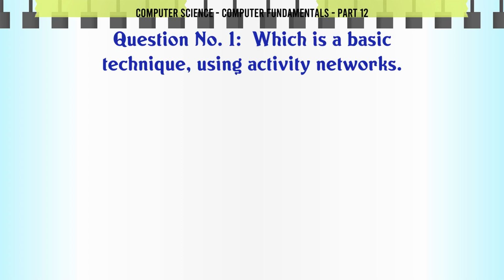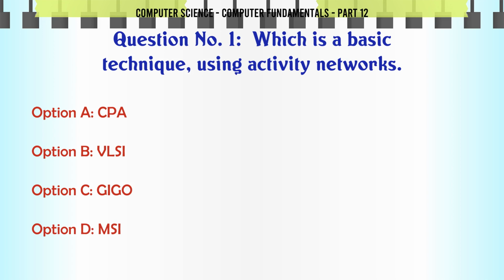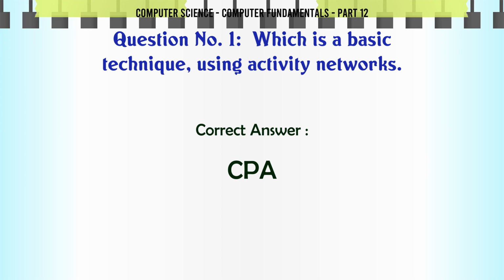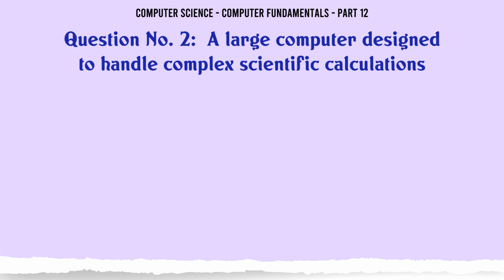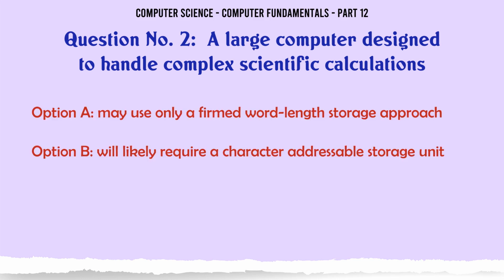which is a basic technique using activity networks. A. CPA. B. VLSI. C. GIGO. D. MSI. The correct answer is CPA. A large computer designed to handle complex scientific calculations.